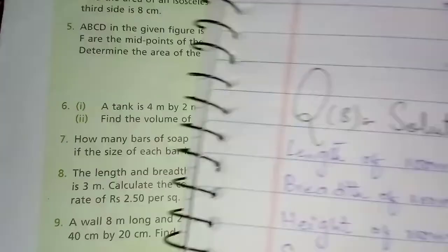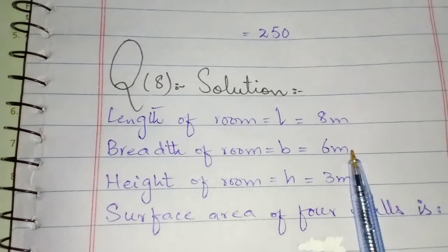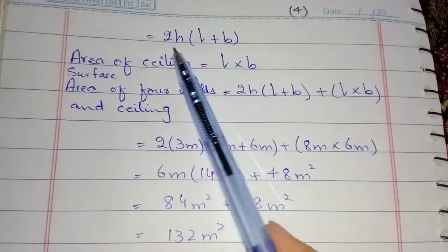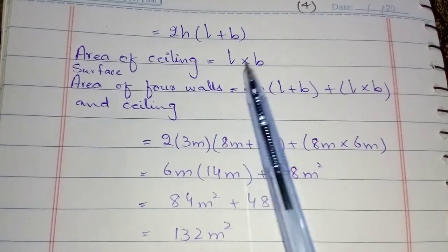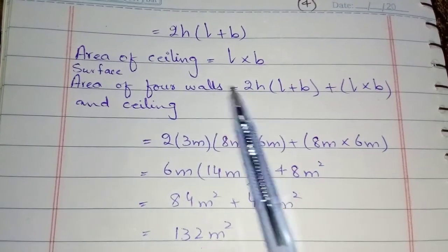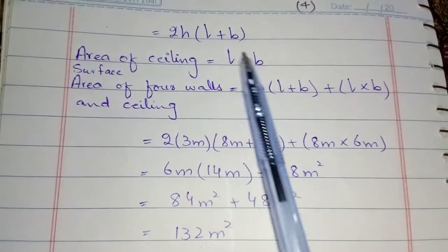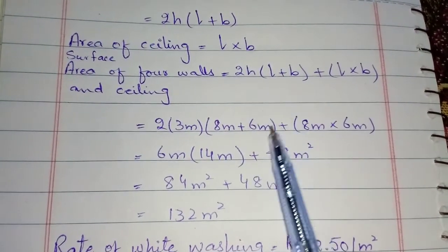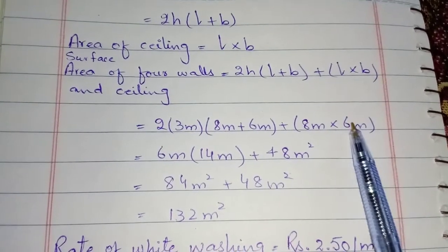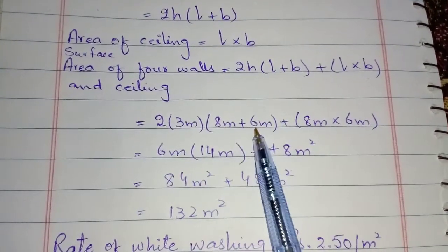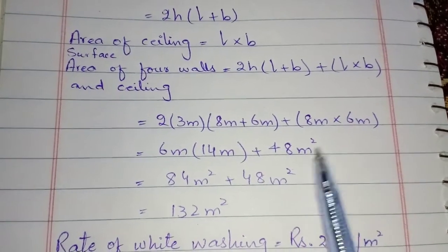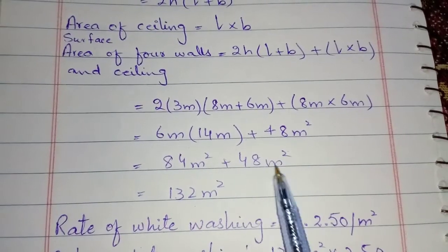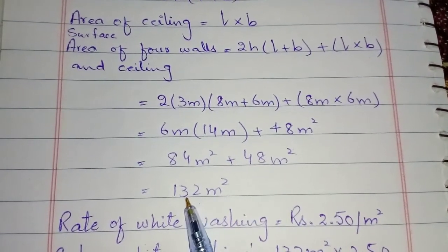So length of our room is equal to 8 meter, breadth of the room is equal to 6 meter, height of the room is equal to 3 meters. So surface area of four walls and ceiling is equal to 2h into L plus B plus length multiplied by breadth. So 2, height is 3 meter, length is 8 meter, and breadth is 6 meter, plus 8 meter multiplied by 6 meter. So 2 3s are 6 meter, 8 plus 6 is 14 meter, plus 8 6s are 48 meter square. Now 6 into 14 is 84 meter square plus 48 meter square. 84 plus 48 is equal to 132 meter square.